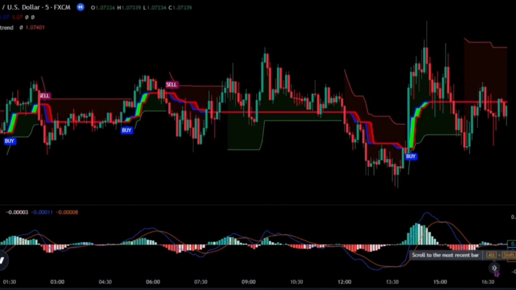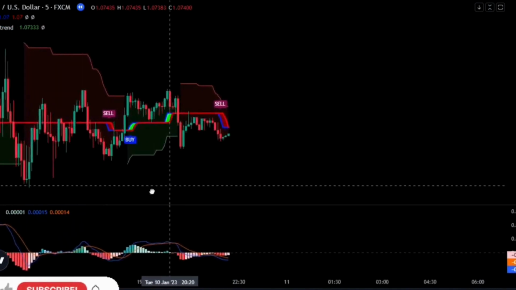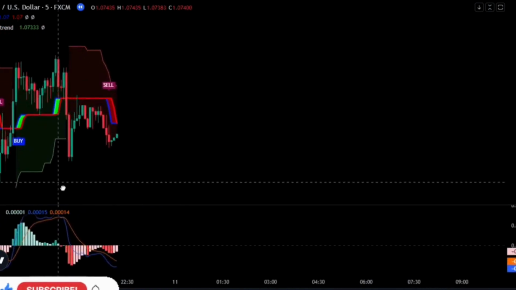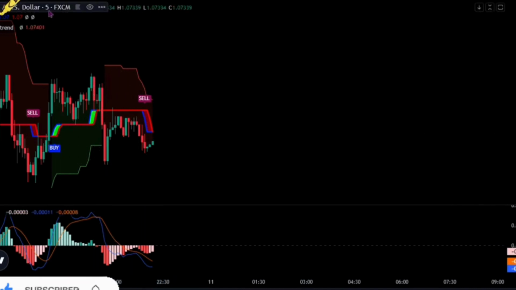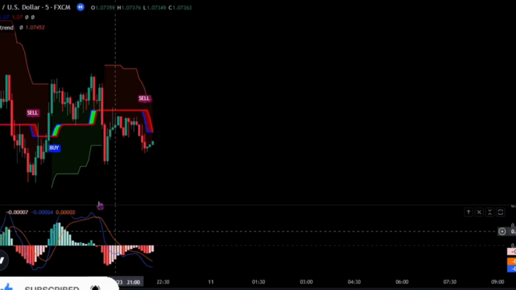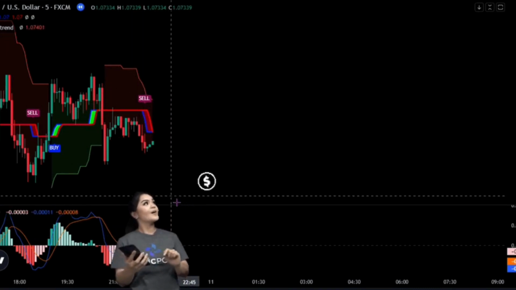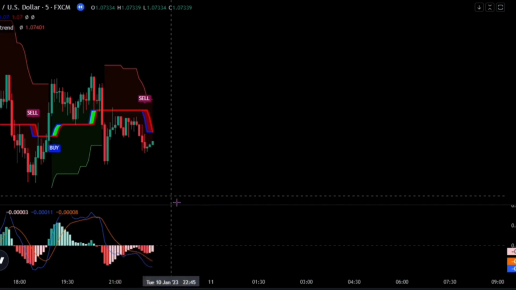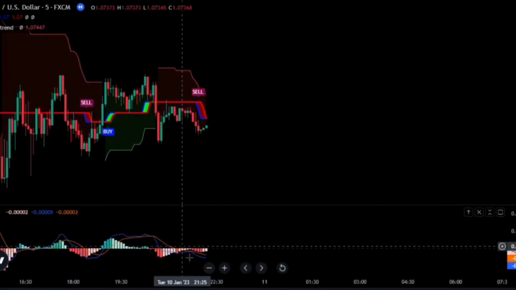Now that we have all our indicators in place, it's time to dive into the nitty-gritty of the strategy. We'll be looking at valid buy and sell signals on the 5-minute time frame of the Euro-USD. And trust us when we say, this strategy has the potential to be highly profitable. But before we get into the details, let's adjust the settings for these indicators.